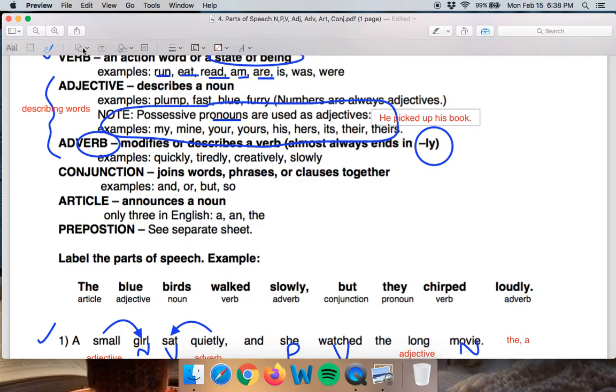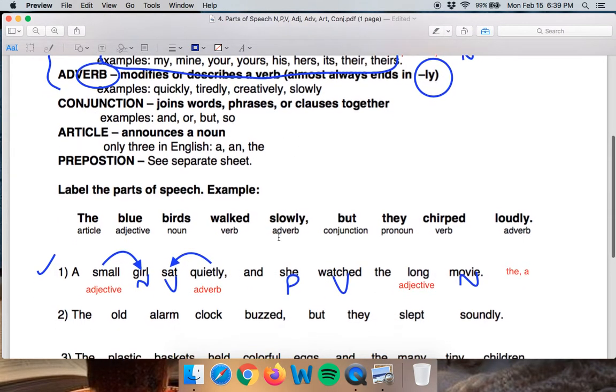But here, it's really telling me something about the book. The book. What kind of book? His book, right? So book is a noun, and his is telling me what kind of book. The book belongs to him. So these possessive pronouns, my, mine, yours, his, hers, theirs, are pronouns, but they really act more like adjectives. They really act more like they're describing nouns. Okay? All right.